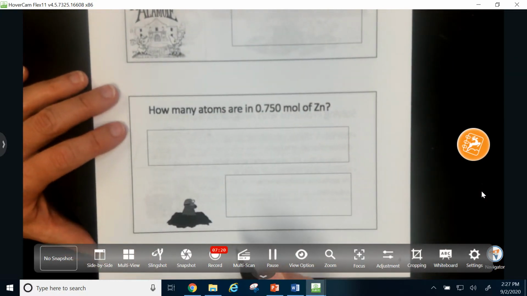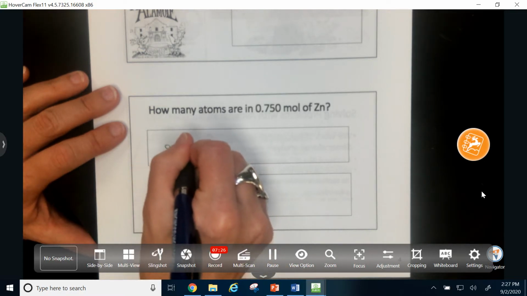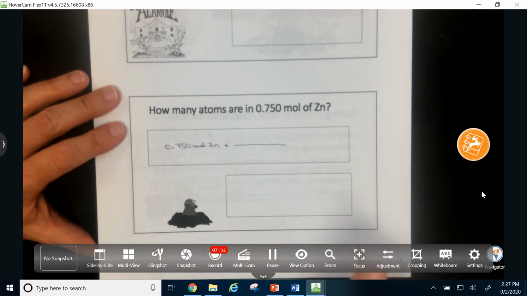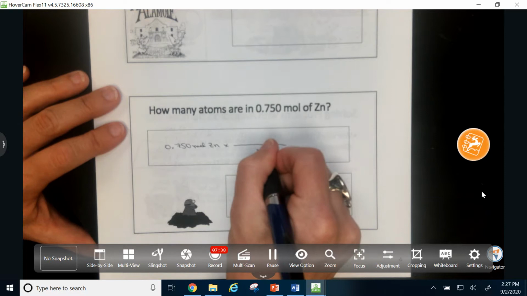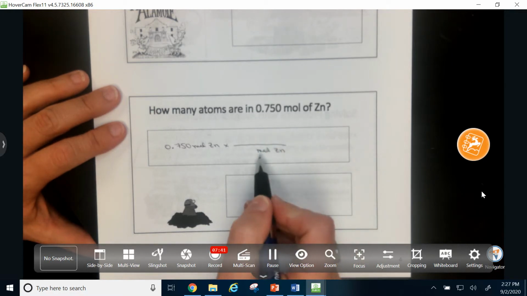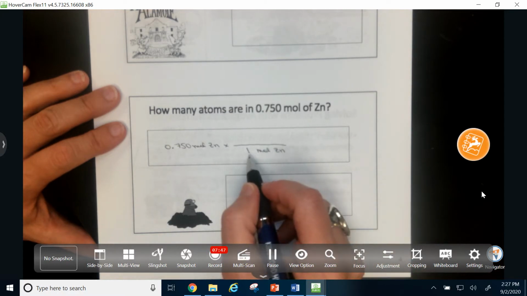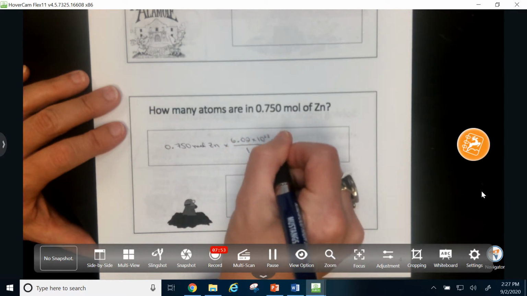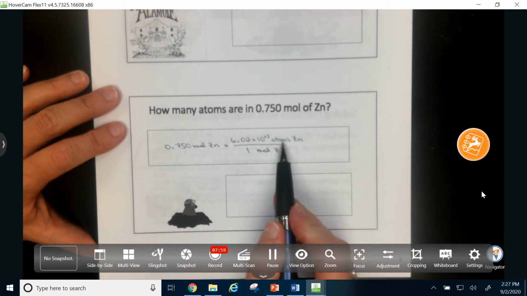How many atoms are in 0.750 moles of zinc? So again, always start by writing what was given. 0.750 moles of zinc. We're going to use a conversion factor. Remember, whatever unit you're starting with, that unit is going to go down here at the bottom. So we put moles of zinc down here. The number that goes with mole is always going to be 1. 1 mole of zinc. We know that 1 mole of zinc is equal to 6.02 times 10 to the 23 atoms of zinc. We know that we're done setting up our problem when the unit that we want for our answer is up at the top of our conversion factor.